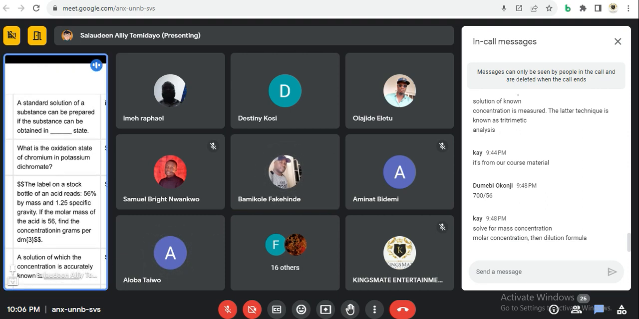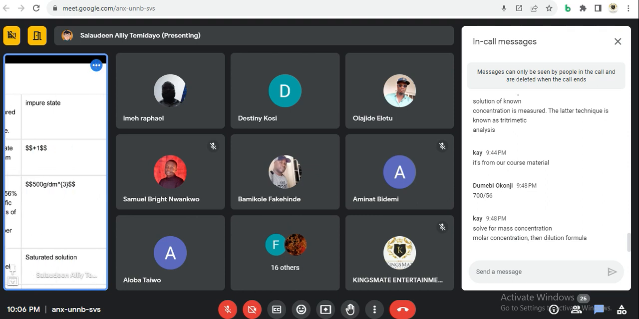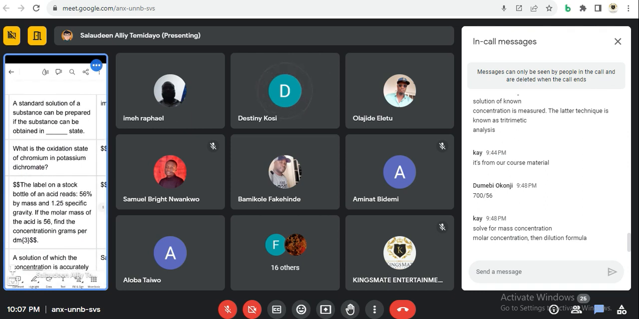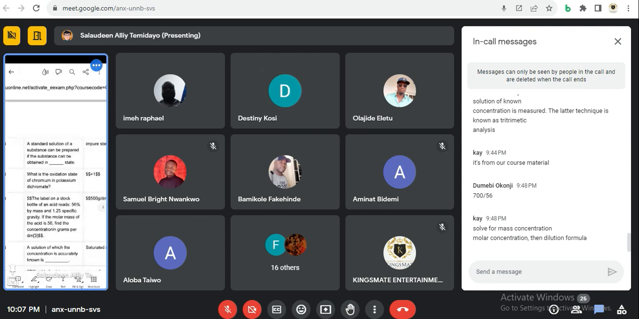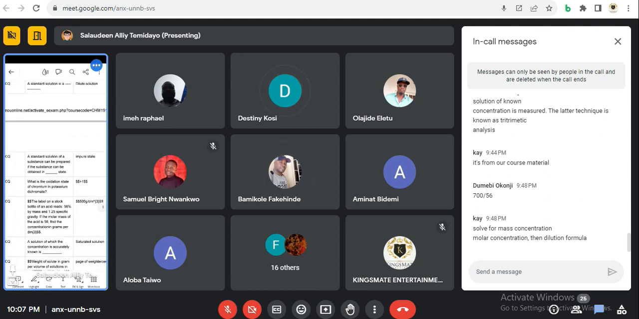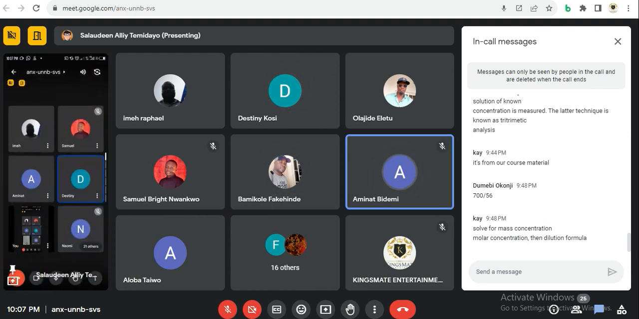What is the oxidation state of chromium in potassium dichromate? The options are +1, +4, +6, and +7. That's +6. Let's do it together, or shall we just continue? Yes, let's continue.